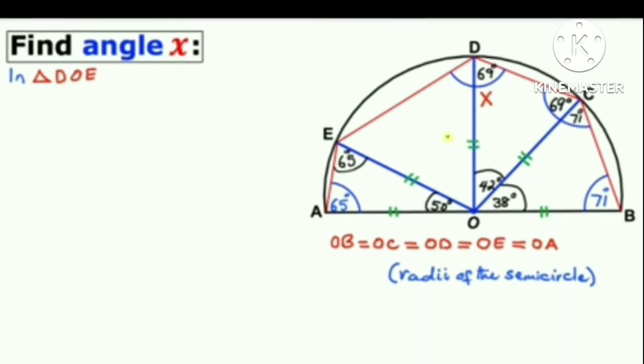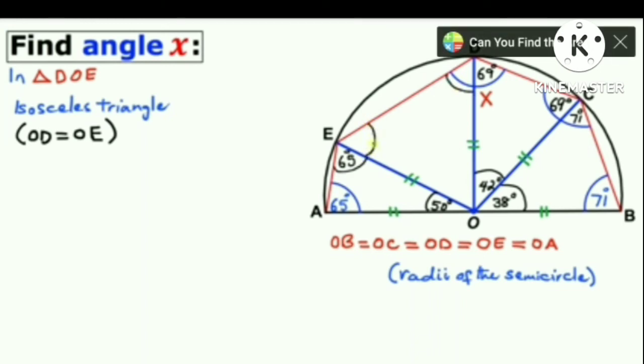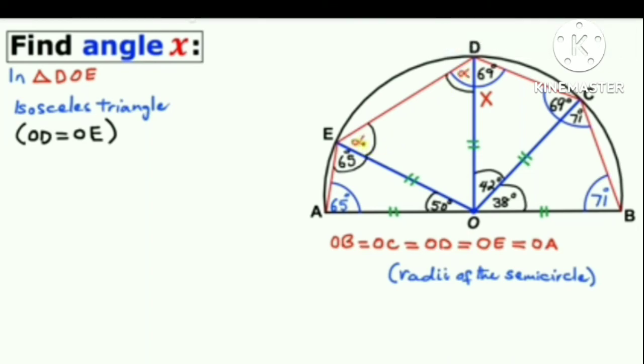And now let's focus on this triangle DOE. We know that this is an isosceles triangle, since OD equals OE. So this angle is going to be equal to this angle. Let me call this angle alpha. Then this angle has got to be alpha as well. And moreover, let me call this third angle beta.